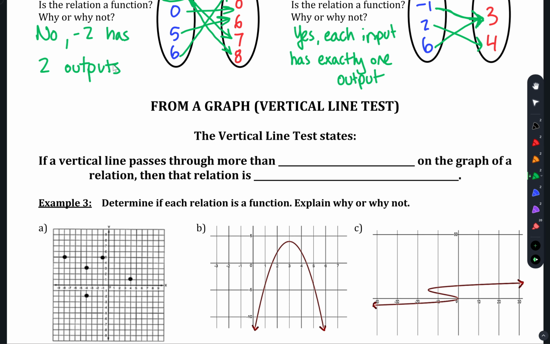We have this test called the vertical line test, or VLT, which states that if I take a vertical line, which we know a vertical line goes up and down, right? Okay. A vertical line, if it goes across my graph and it passes through more than 1 point on the graph at a time, then we fail the vertical line test and our relation is not a function. So in order for a relation to be a function, we have to pass the vertical line test.